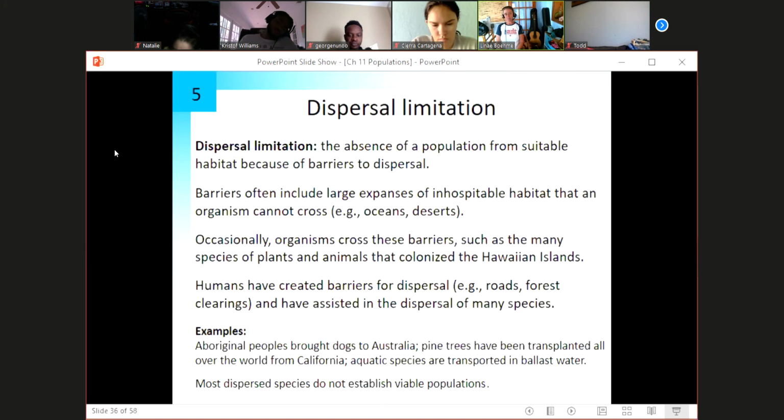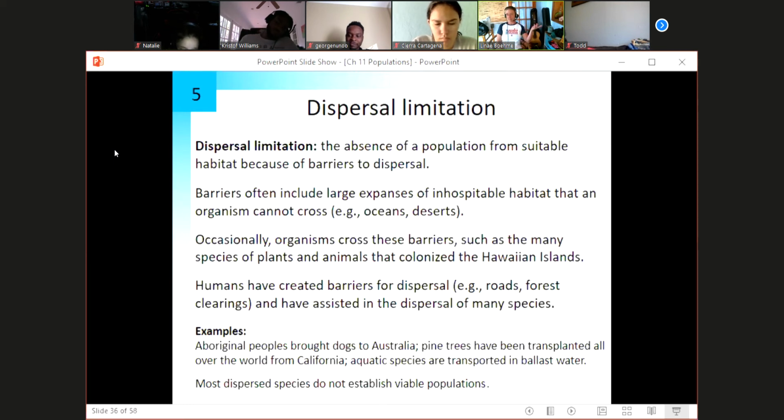The barriers can be things like interstates and roads. It can be oceans. They could be deserts. If you're a frog or an amphibian, it could be they can't move over to the new pond because it's too far away, and they'll dry out before they get there. Now, every now and then you'll find a case where organisms can get across.